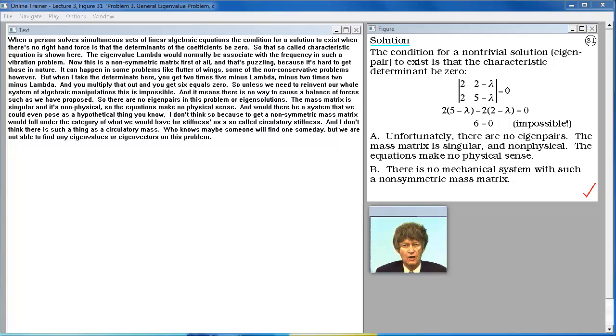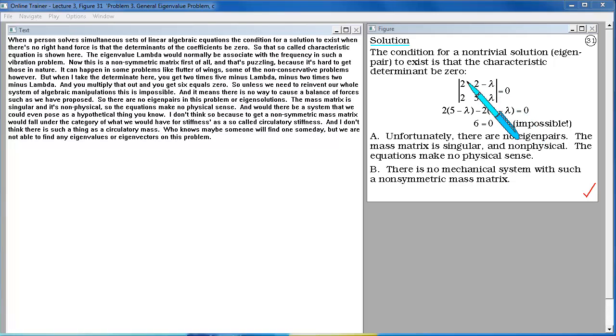When a person solves simultaneous sets of linear algebraic equations, the condition for a solution to exist when there's no right-hand force is that the determinant of the coefficients be 0. So that so-called characteristic equation is shown here. The eigenvalue lambda would normally be associated with a frequency in such a vibration problem.